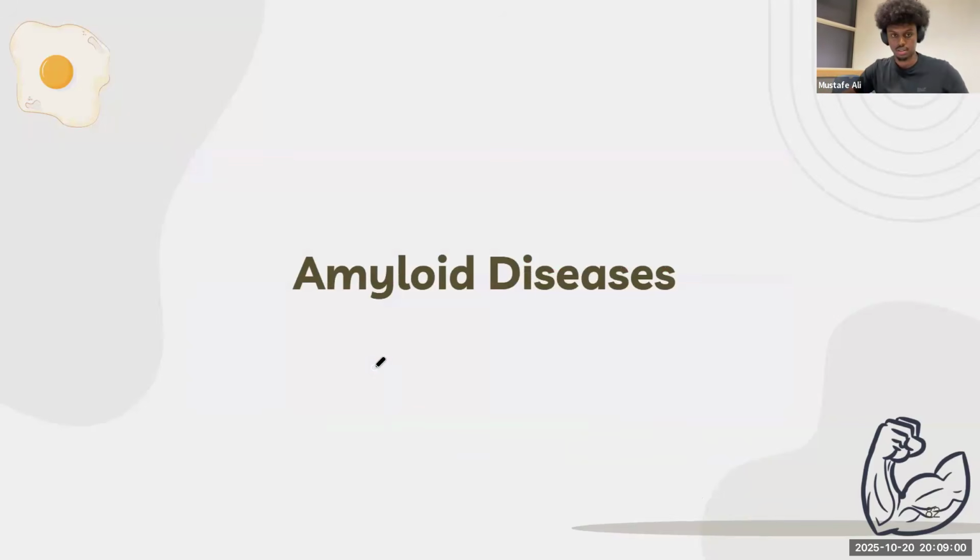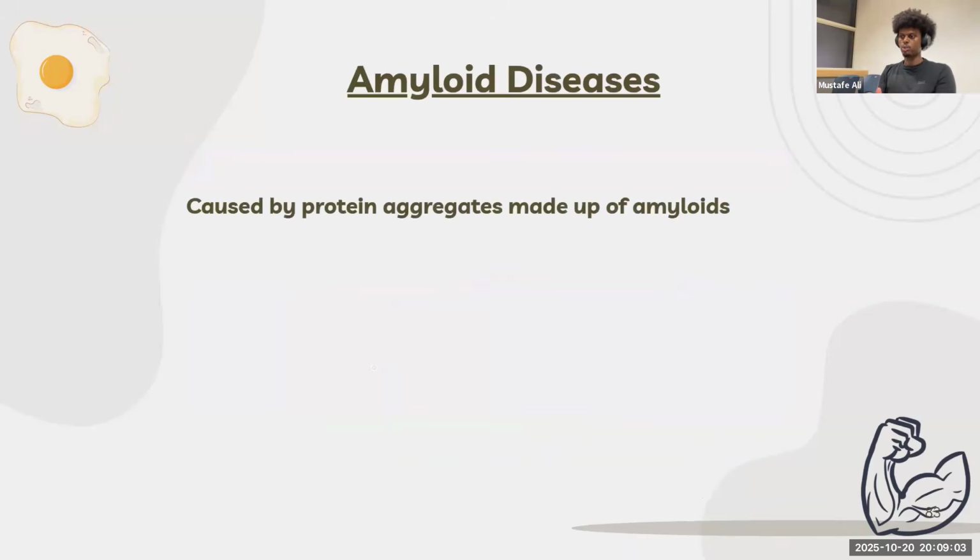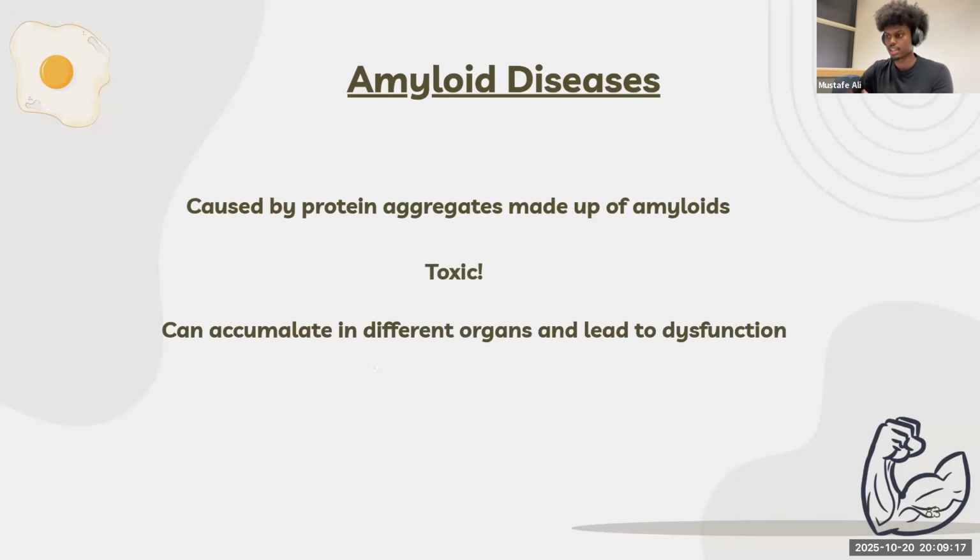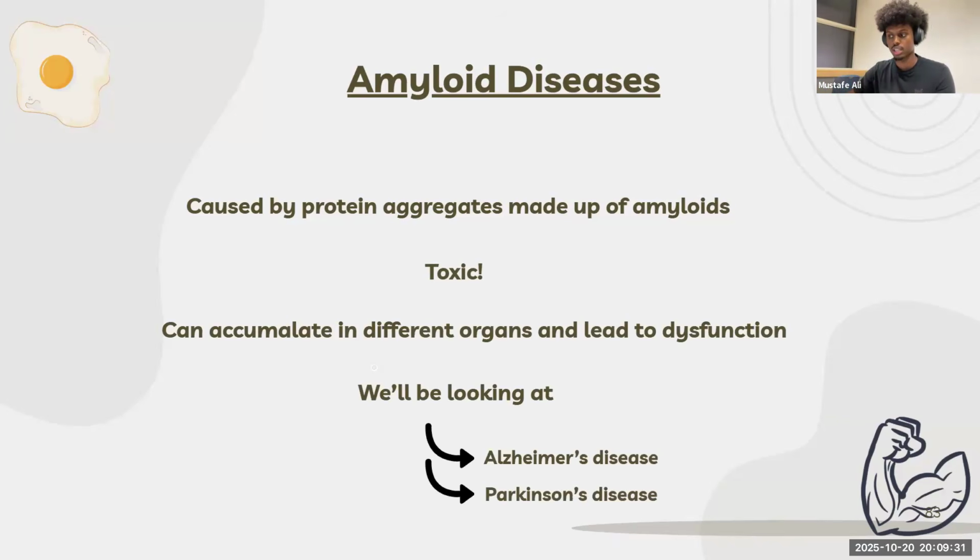Now, amyloid diseases. Amyloid diseases are caused by protein aggregation, which are made up of amyloids, and they become really toxic. We said when proteins aggregate, it's a big no-no. It becomes very toxic to the cell and can kill it. In amyloid diseases, these amyloid aggregates can accumulate in different organs and lead to dysfunction in these organs. We'll be looking at three amyloid diseases: Alzheimer's disease, Parkinson's disease, and then cardiac amyloidosis.